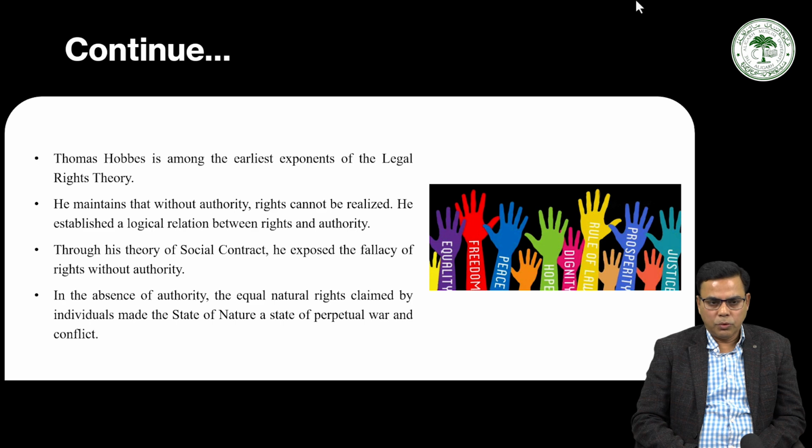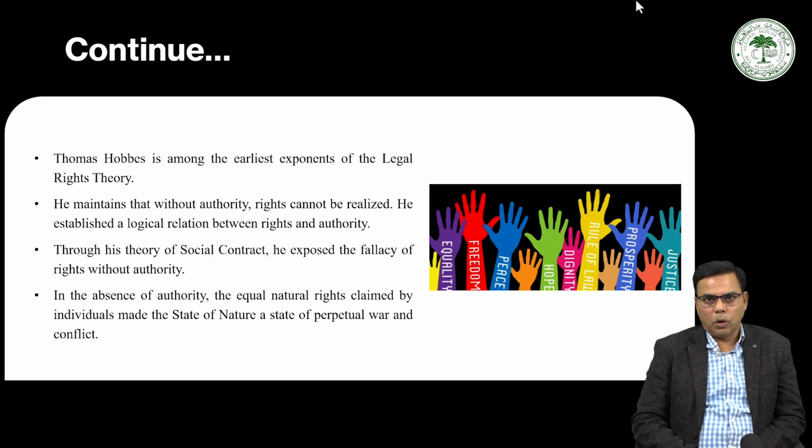Here we should go back to the state of nature of Thomas Hobbes as depicted in his celebrated book, The Leviathan. Through his theory of social contract, he exposed the fallacy of rights without authority. And that is why it is important to revisit his social contract theory to better understand this legal rights theory. Like all social contractualists, Thomas Hobbes also believed that there was a stage when human beings were living without a state or without external regulation.